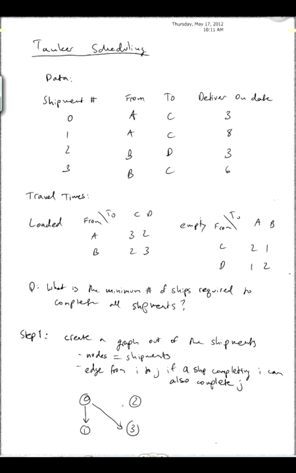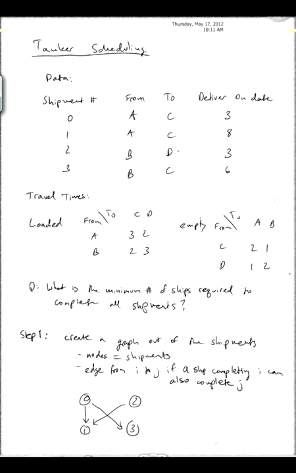And similarly, we're going to ask the same question for all pairs. So there's only one other edge that ends up being drawn in here. So let's just do this one last one as an example. Can a ship completing shipment 2 also complete shipment 1?